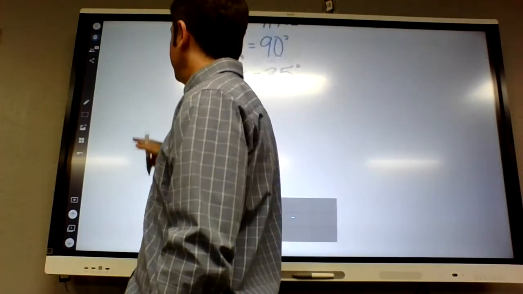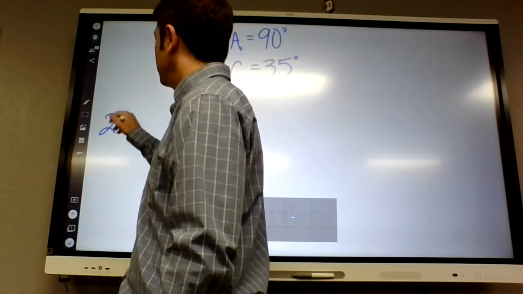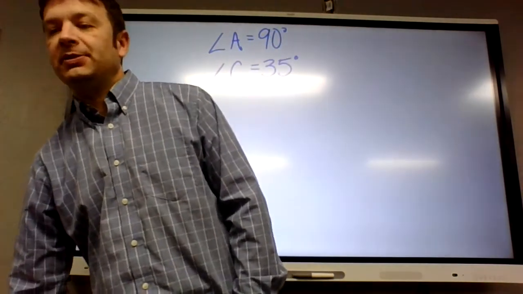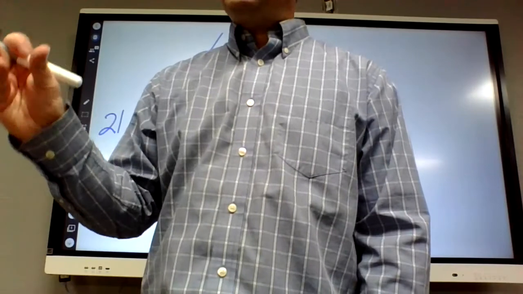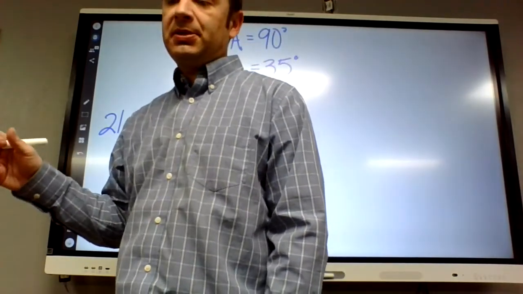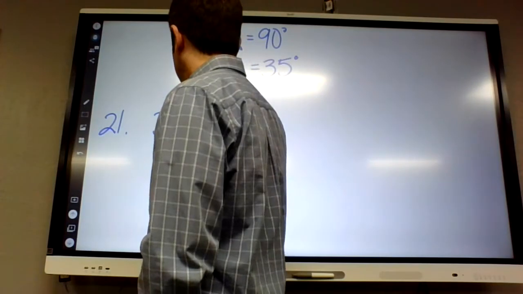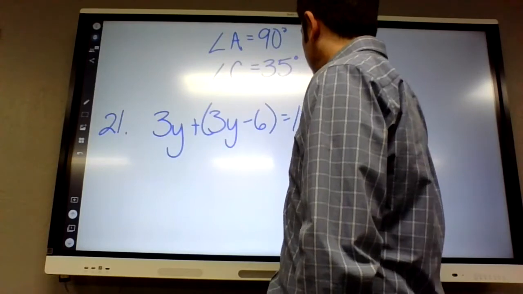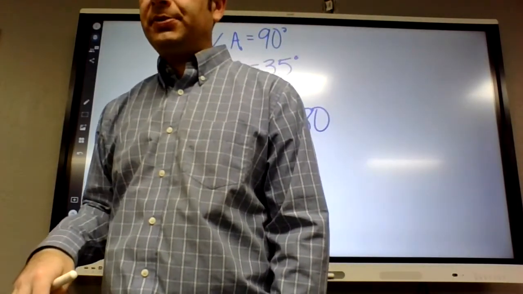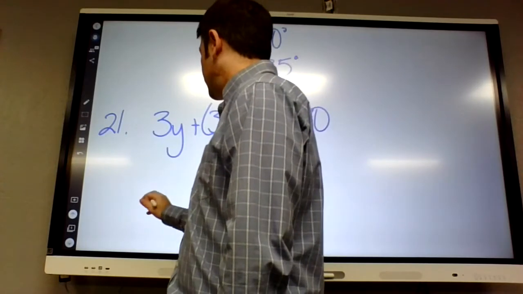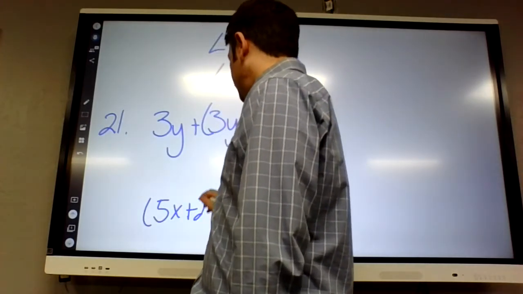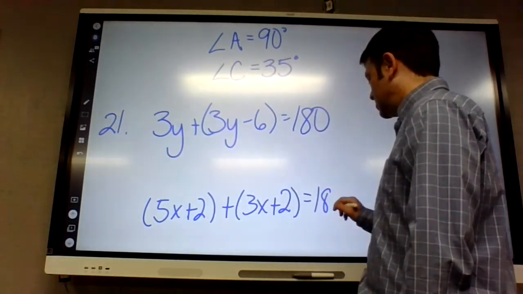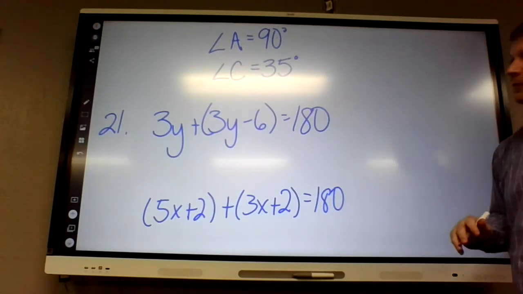It's actually the same trick we used on number one at the very beginning. What do we know about angle A and angle B? They have to add up to 180 because they're same side interior between the parallel lines. So 3y plus 3y minus 6 equals 180. And we could say the same thing about the bottom two angles. They should add up to 180. So 5x plus 2 plus 3x plus 2 equals 180. And now it's time for fun with algebra.